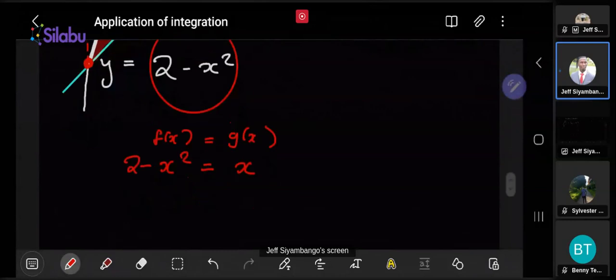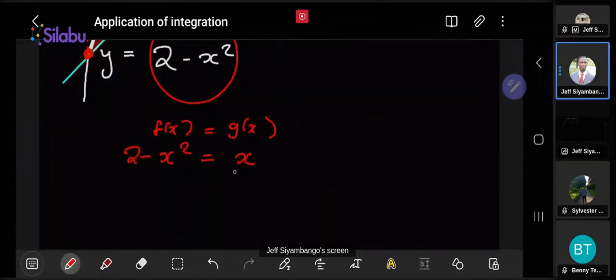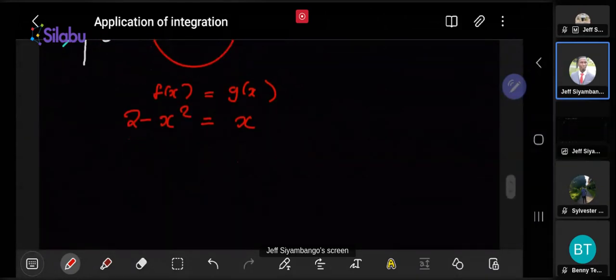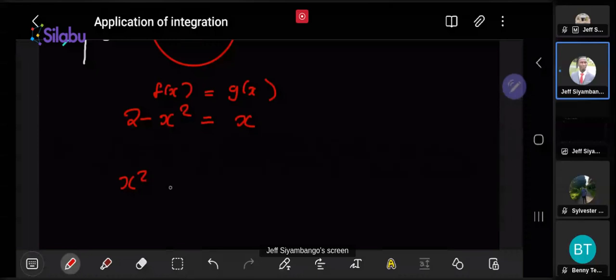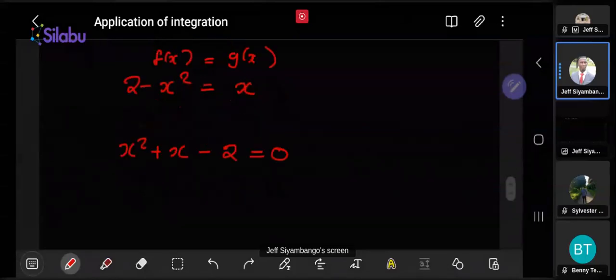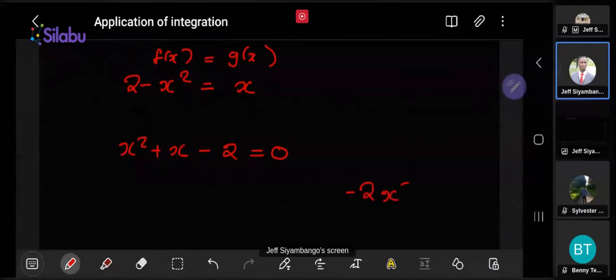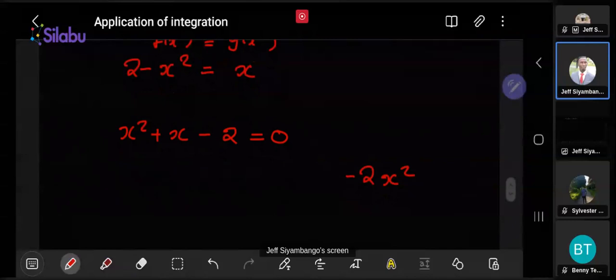Being quadratic, we know to say it will have two solutions. The two solutions, one will be the value for A, and the other will be the value for B. Let's wrap it up. We get x squared plus x minus 2 is equals to 0, just rearranging that. So from here, let's see, can we solve it using factorization? We have minus 2 for x squared, what will be the two factors here? Does this method work here?